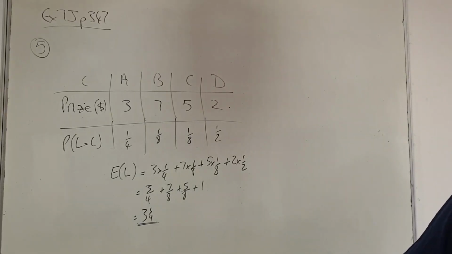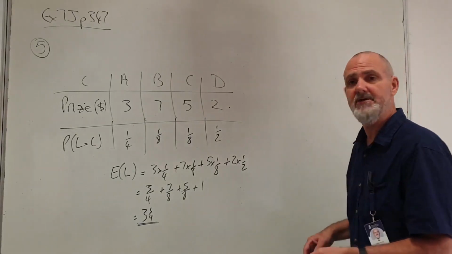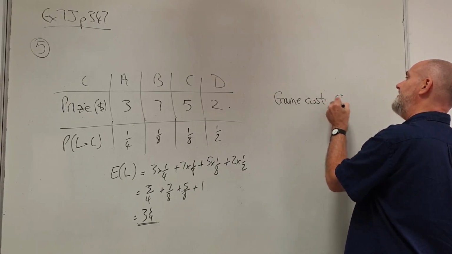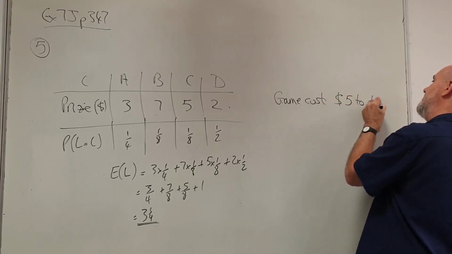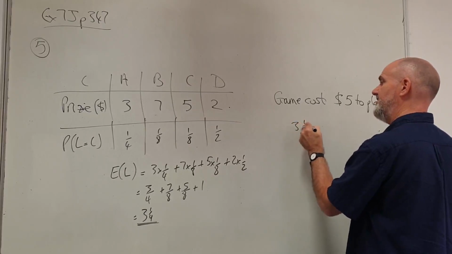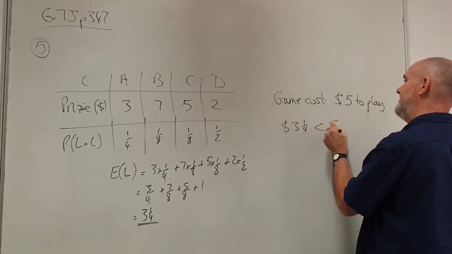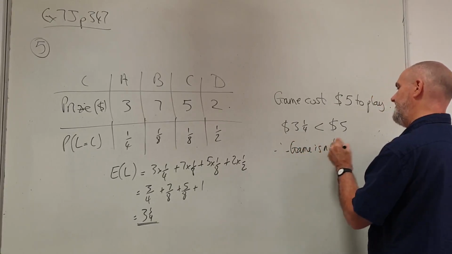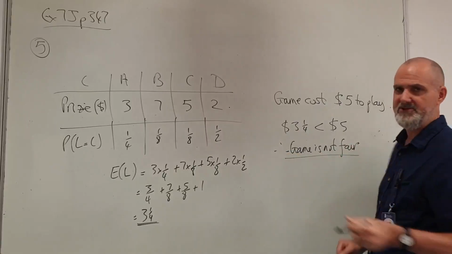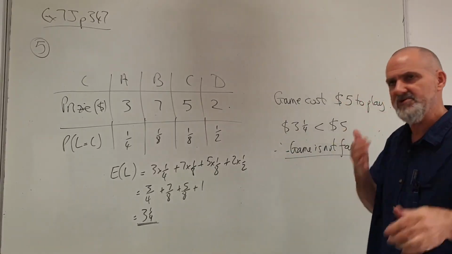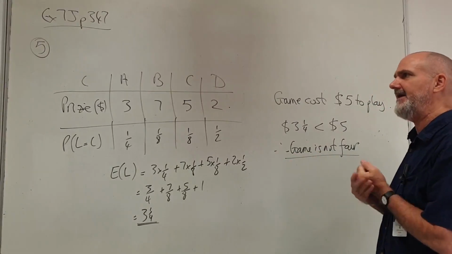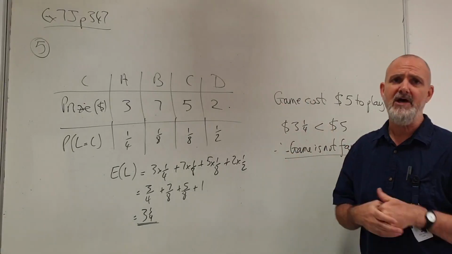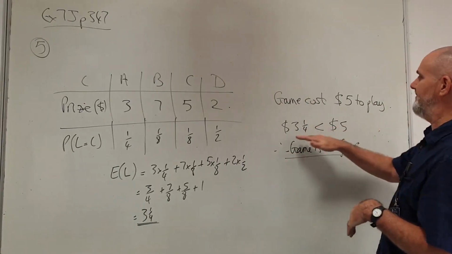Now they're costing $5 to play. So the game costs $5 to play, and so $3 1/4 is less than $5. Therefore, the game is not fair. Now, when we talk about fair, we're talking about the fairness in the idea of the structure of a card game or whatever like that, or any game that you're playing, like people playing chess against each other. That's fair. But you don't expect prize money to be fair, but you do expect a certain amount, and that's not bad actually.